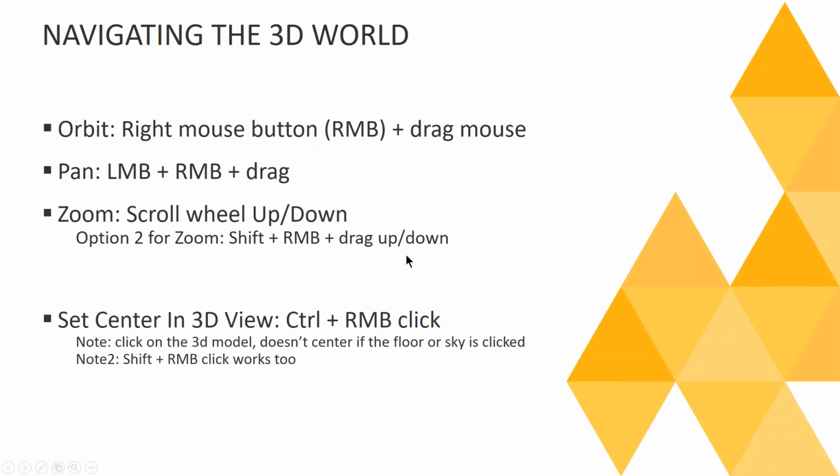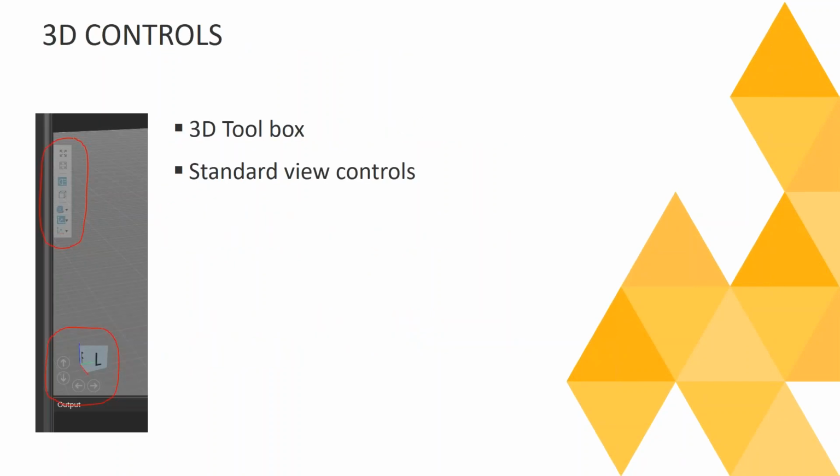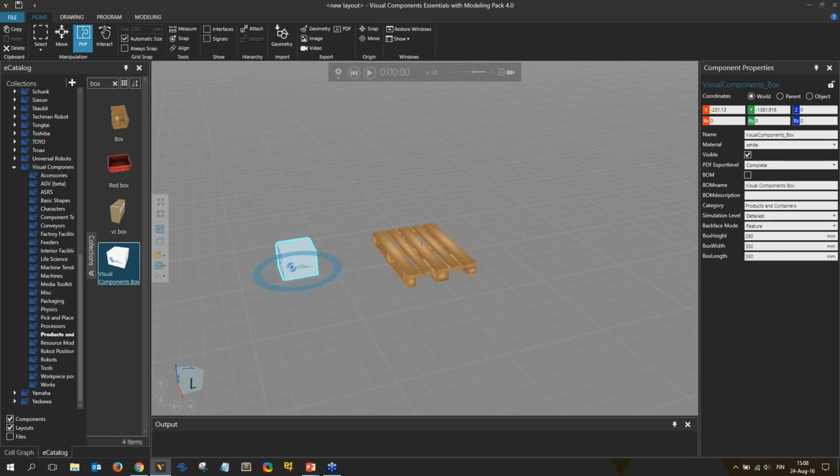Okay, that's about navigating the 3D world. Then let's take a look at the 3D controls. You can see on top of the 3D scene there are some controls on the left side. Somewhere in the middle of the 3D window you see the 3D toolbox, and in the lower left corner you have controls for your standard views. So let's take a bit more detailed look into those.